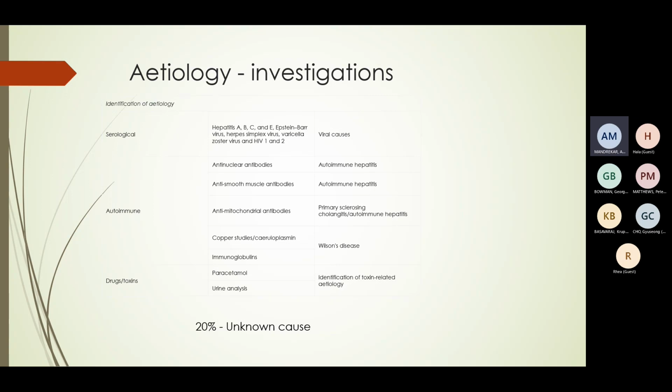I've never seen Wilson's disease. I don't know if anyone else has ever seen it before, but I think this is a really good structured table for making sure you hit all of the different possible etiologies and why you're doing it. Interestingly, 20% of acute liver failures have no cause or no known cause, and they're called cryptogenic.